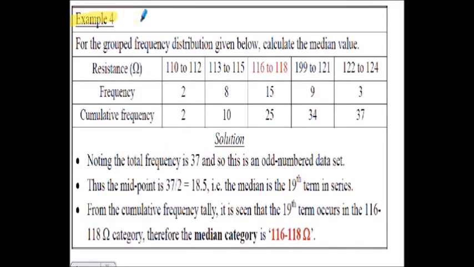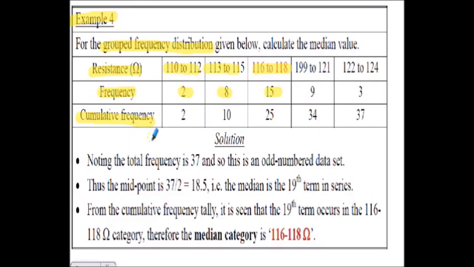Example 4 is going to ask us to find the median value of a grouped frequency distribution. So what we've got here is the resistance. Again, we've got our categories here, 110, 112, 113, 115, and so it goes on. We've got the frequency for each of the categories. So we've got 2 in the first category, 8 items in the second category, 15 in the third, and so on. And what I've done here is added another row called cumulative frequency.